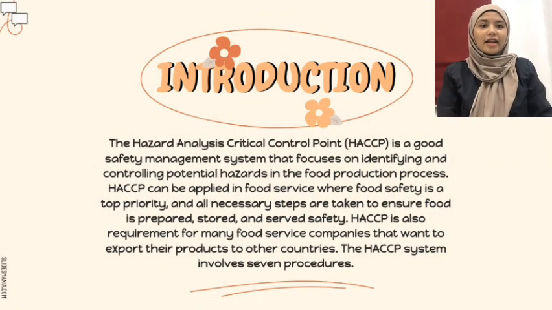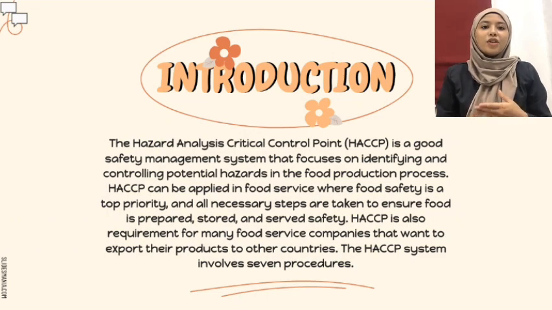Introduction is the Hazard Analysis Critical Control Point. It's a good safety management system that focuses on identifying and controlling potential hazards in the food production process. HACCP can be applied in food service where food safety is a top priority and all necessary steps are taken to ensure food is prepared, stored and served safely.